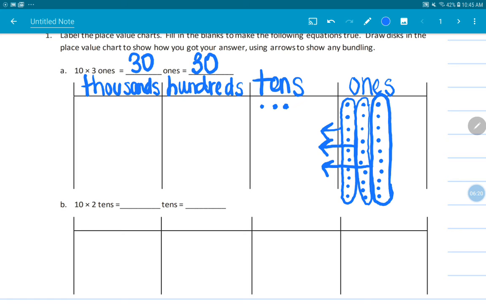All right, let's do the next one. This time we have 10 times 2 tens. So what are we starting with? 2. 2 what? 2 tens. What is 10 times 2 tens? How many tens would that give us? 20. 10 times 2 tens is equal to 20 tens.